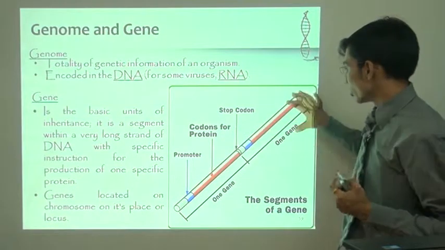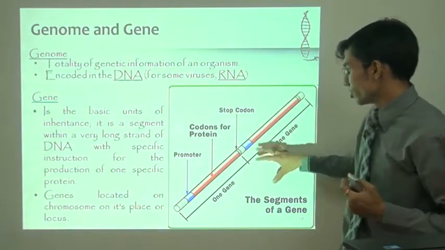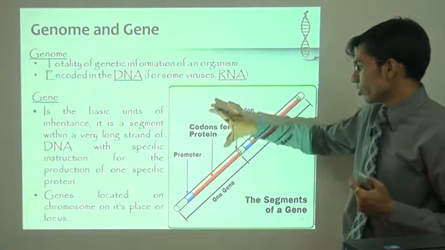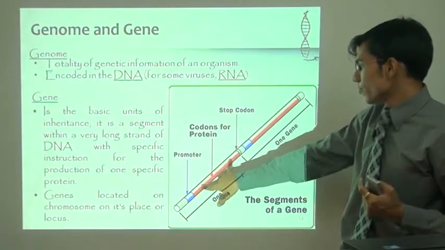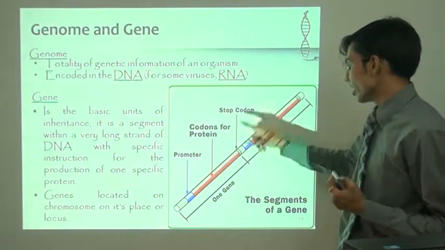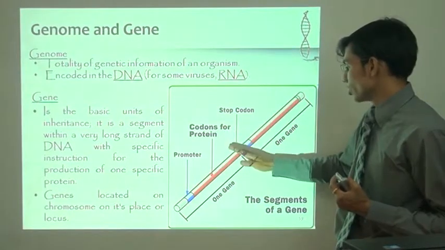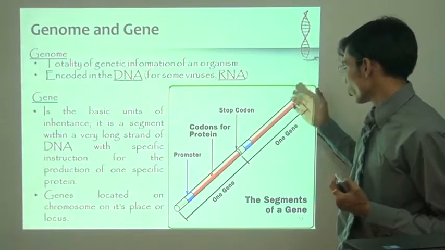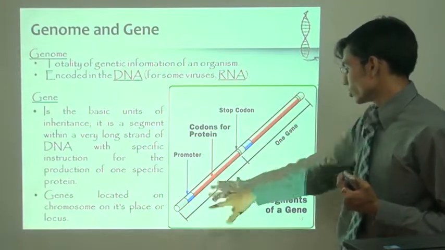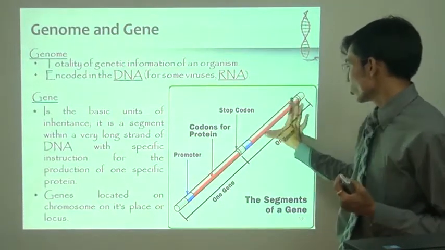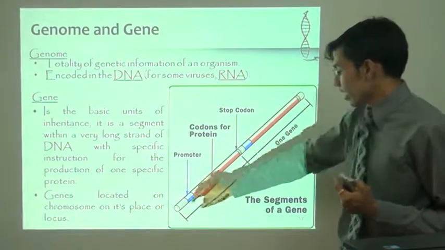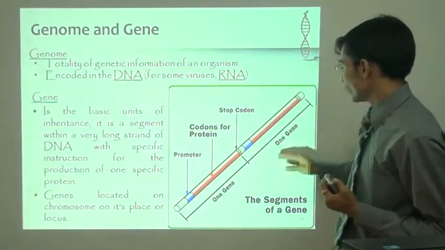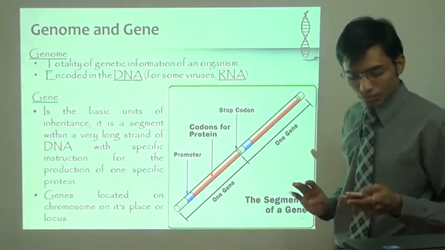So this is a typical diagrammatic representation. This is the promoter region, this is the protein coding region which codes for a single protein, and then stop codon. From here it will stop. Then again promoter region codes for a second protein, so this is the second gene. This is one gene, codes for one protein, similar structure, codes for second protein, entire DNA strand, and there are segments of genes inside it.